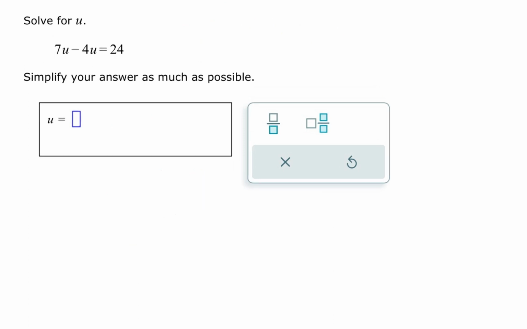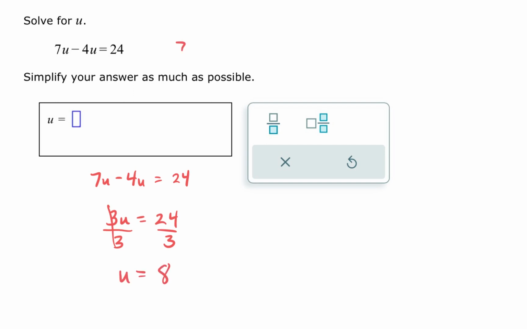Here's another example. We're solving for u again. We have 7u minus 4u equals 24. If I have 7 u's and I take away 4 u's, I'm left with 3 u's. And to get u by itself, we're going to divide by 3 on both sides. Then I'm left with 1u equals 24 divided by 3, which is 8.